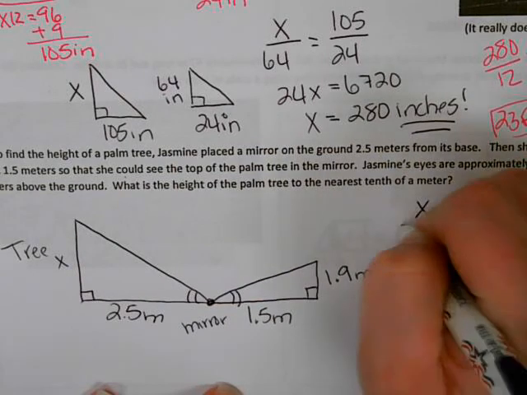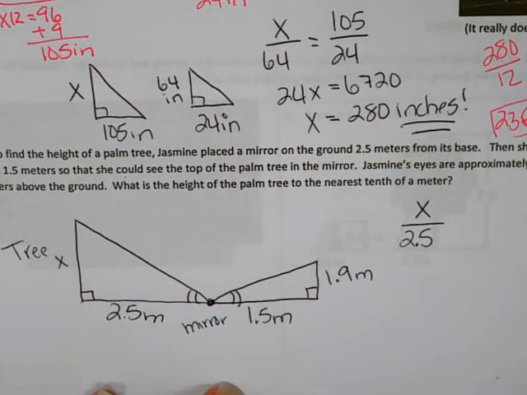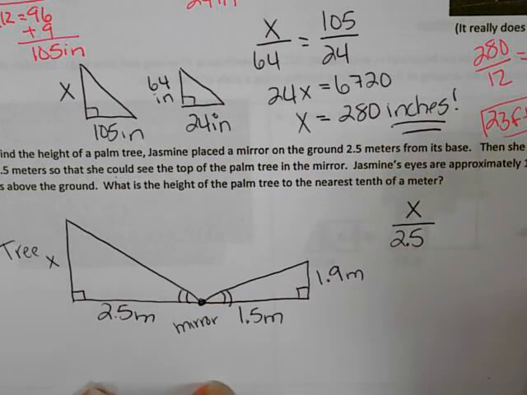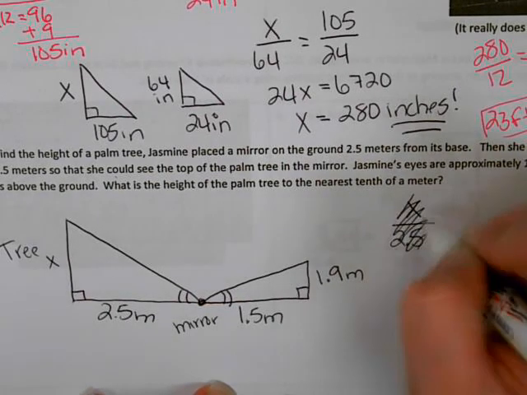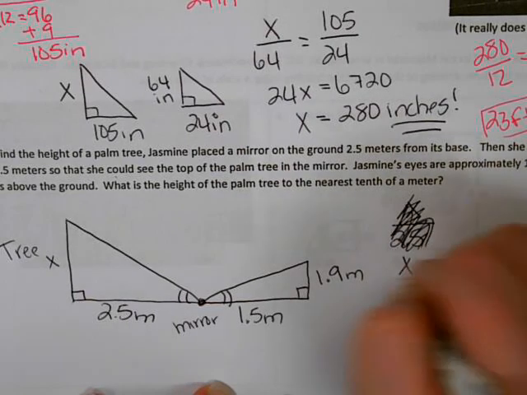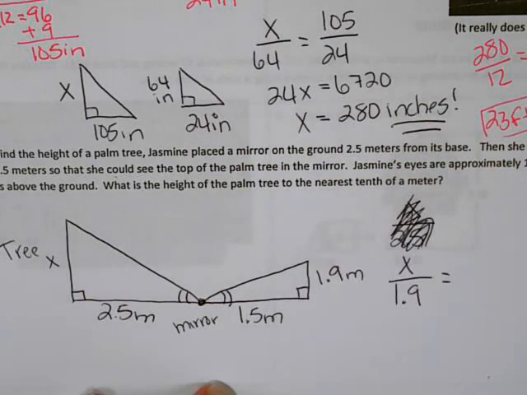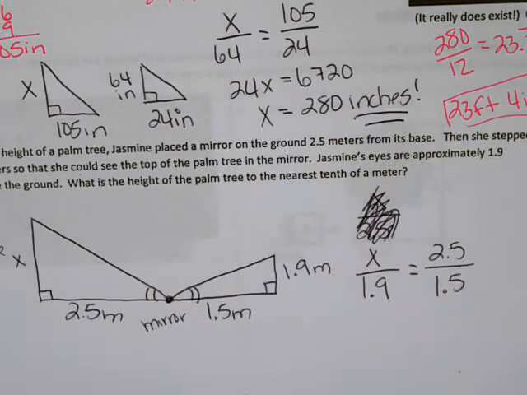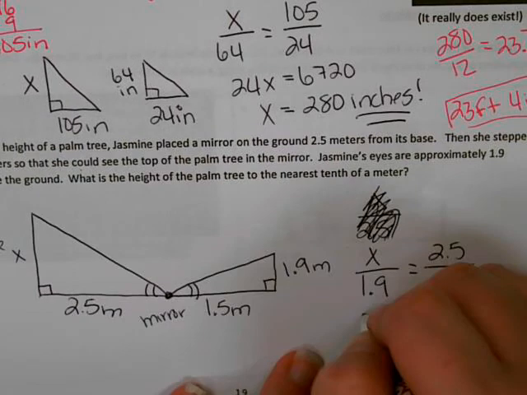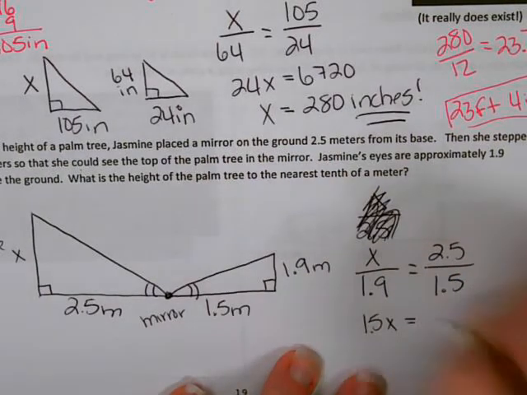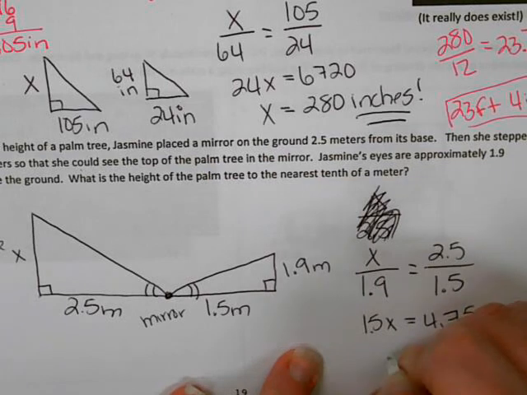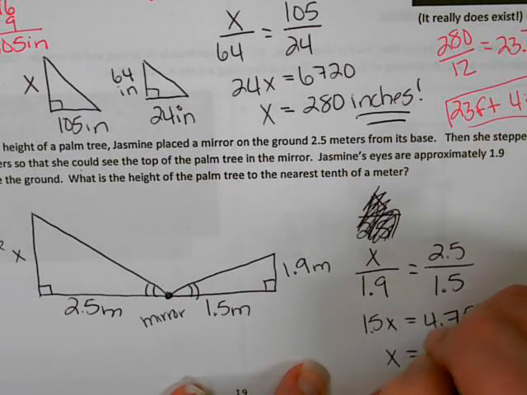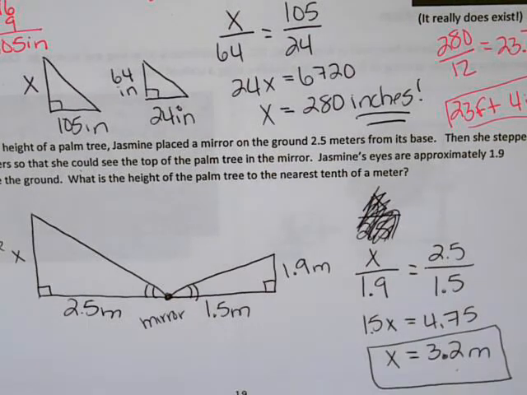So the height of my tree and the distance to the mirror from the tree is going to be, oops, that was not what I wanted to do. Ignore me. How about the height of the tree and the height of the girl, Miss J? Man, you guys, I'm on a roll. The distance from the tree to the mirror and the distance from the girl to the mirror. How about that proportion, Miss J? Cross multiply. 1.5x is going to equal 4.75. And we get x to be 3.2 meters. So the tree is 3.2 meters tall.